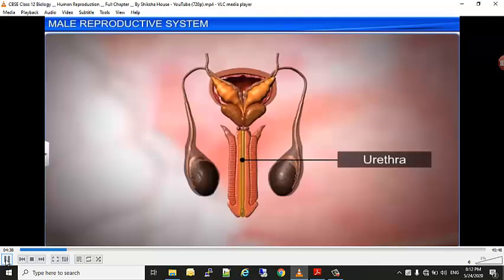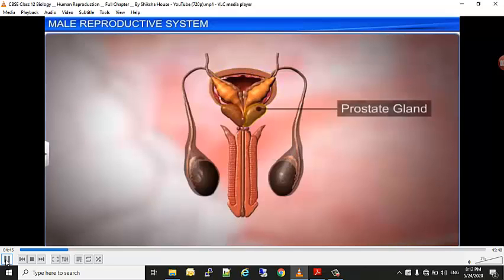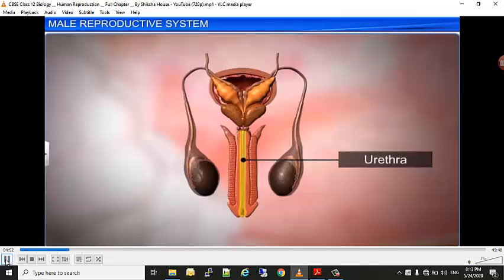The neck of the urinary bladder, the ejaculatory duct, and the prostate gland open into the urethra or urinogenital canal. The urethra extends through the penis to its external opening called the urethral meatus or urinogenital aperture. The urethra is a common passage for urine and semen.